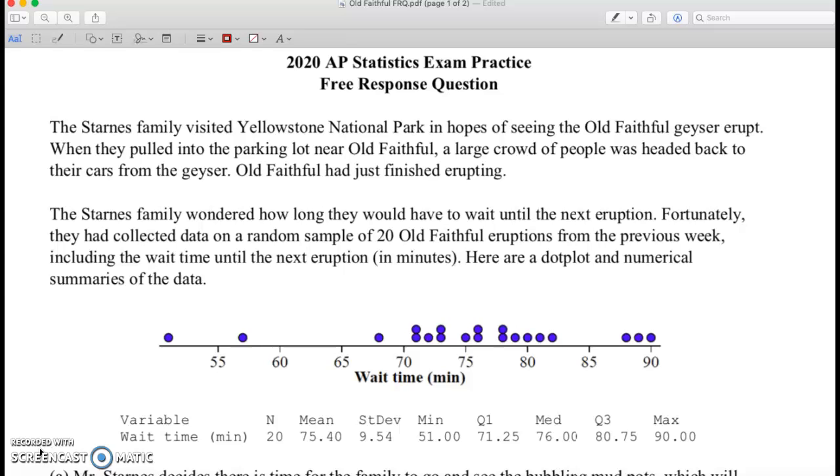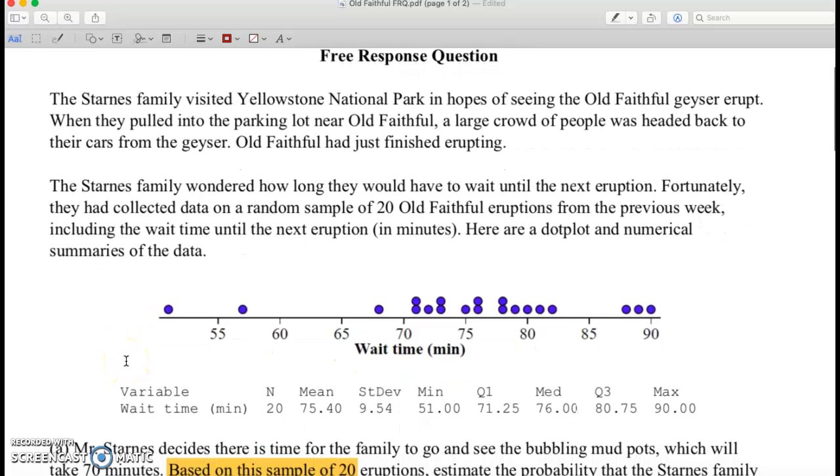So first of all, there is a dot plot of 20 wait times from the previous week. It gives you some idea of how long you might have to wait if you just pulled up and did not see any eruption and you were wondering, well, how long am I going to have to wait till the next one? Do we have time to go get lunch? Something like that. So these are the wait times from the last week.